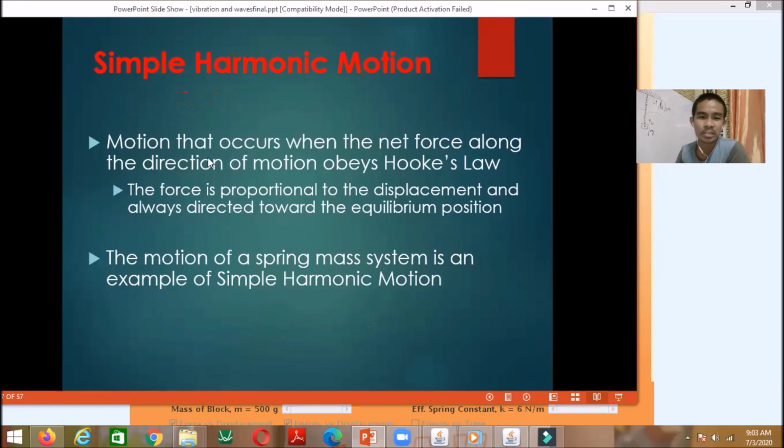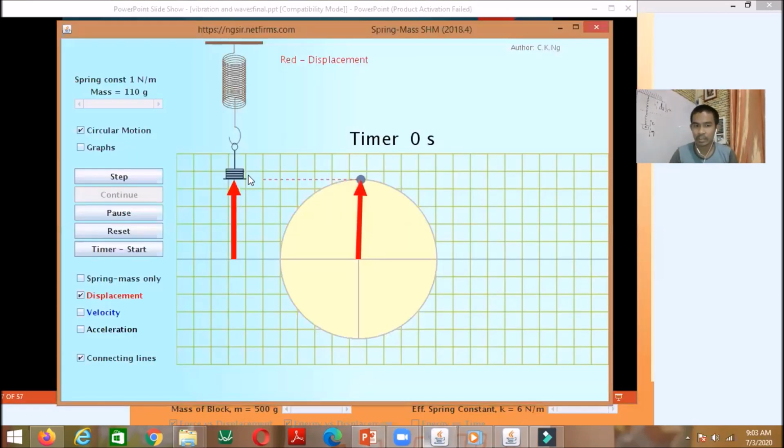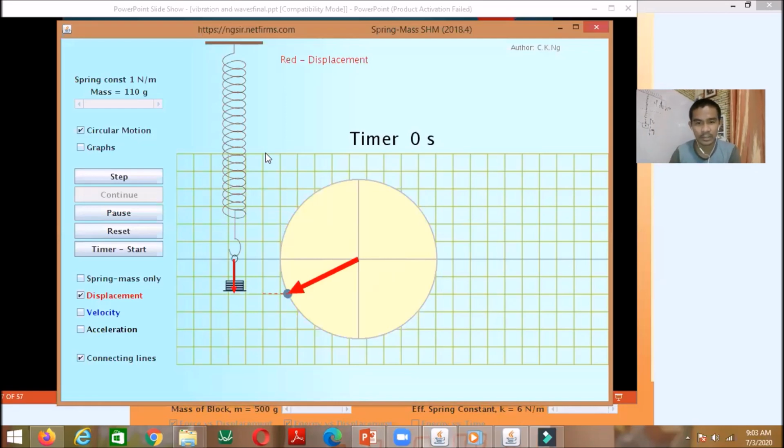When the motion continues indefinitely and it obeys Hooke's law, then that is what we call simple harmonic motion. It is the motion that occurs when the net force along the direction of motion obeys Hooke's law. The force is proportional to the displacement and always directed toward the equilibrium position. So the motion of the spring mass system is an example of simple harmonic motion, a repeated motion. It moves up and down indefinitely.